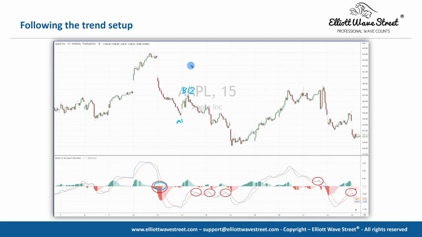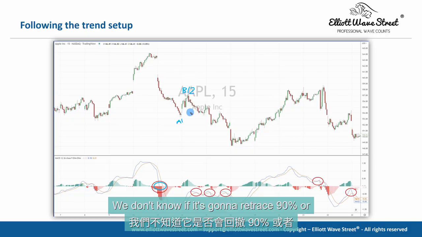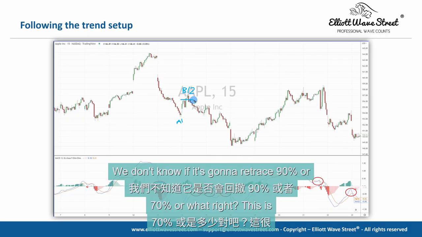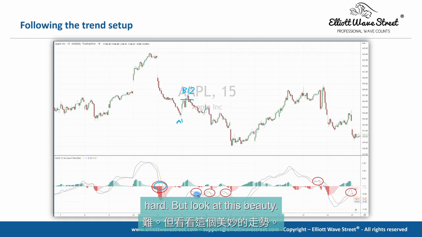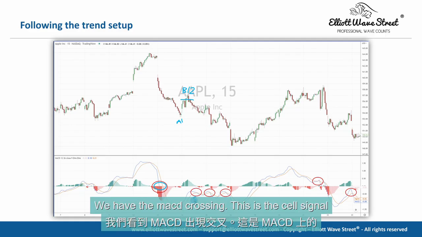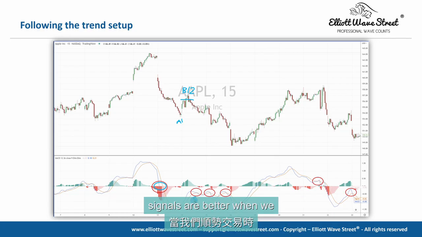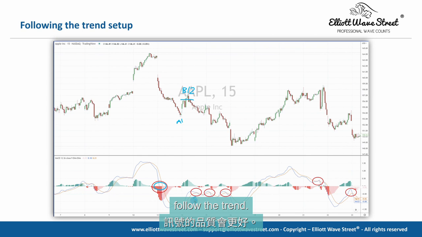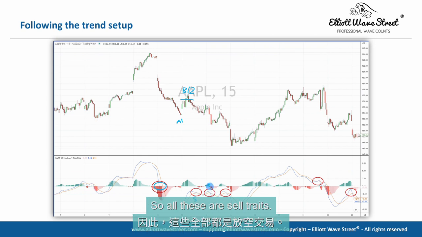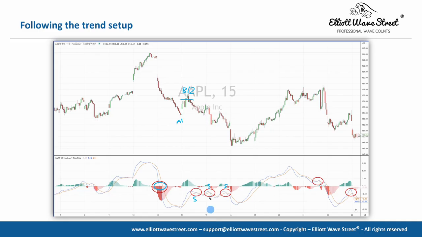We don't know if it's going to retrace 90% or 70% or what, right? It's hard. But look at this beauty. We have the MACD crossing. This is the sell signal on the MACD. So signals on the MACD, the crossover signals, are better when we follow the trend. So all these are sell trades, right? Because we have the MACD crossing down and is under the 0 line.